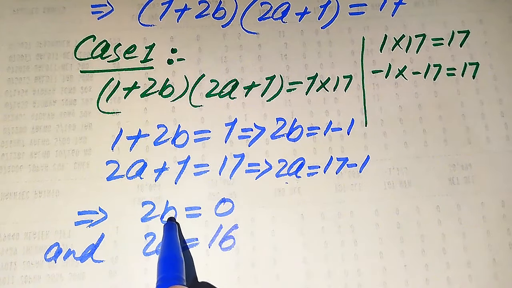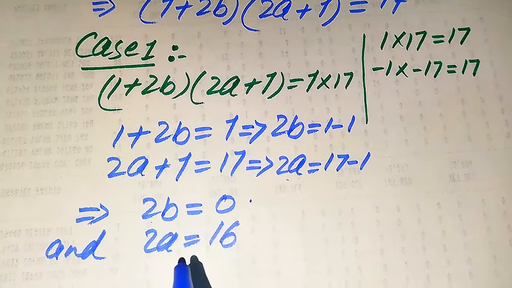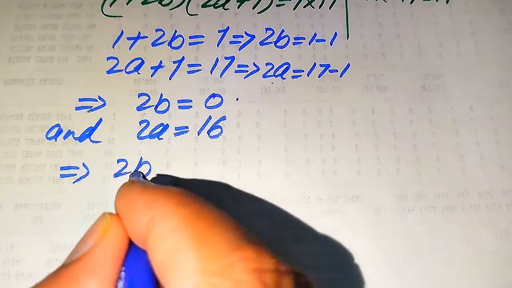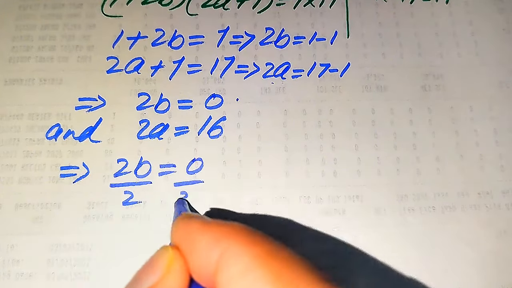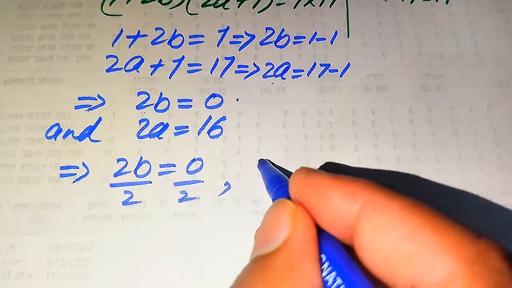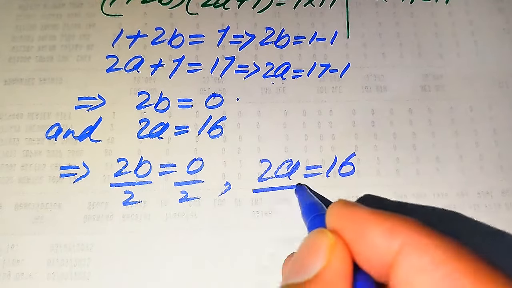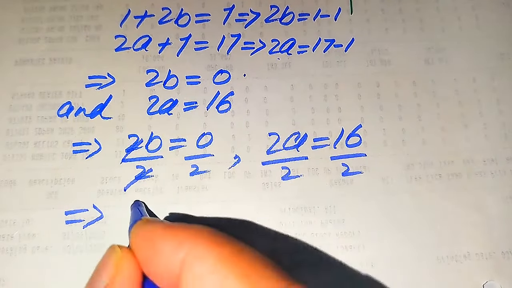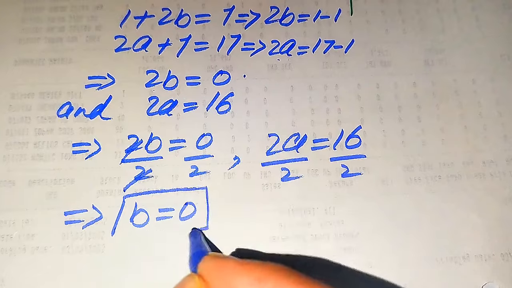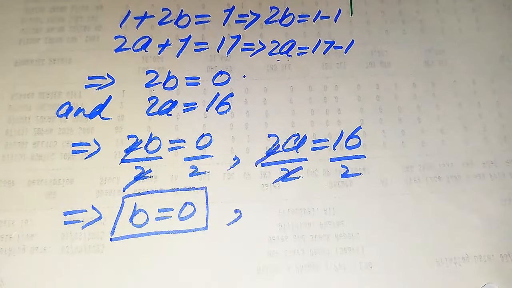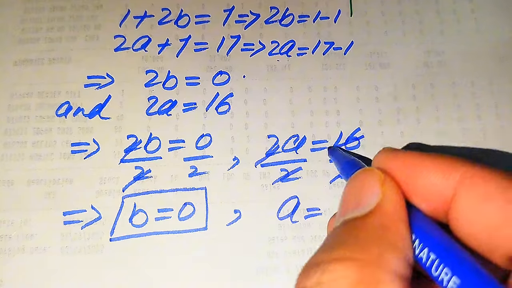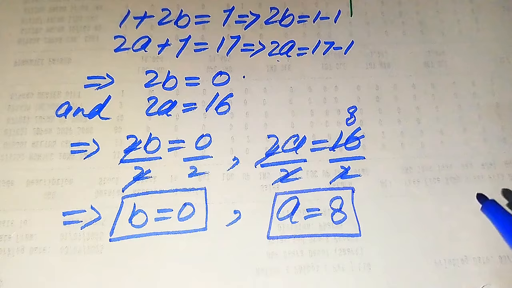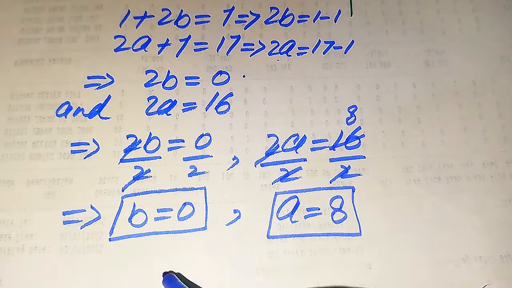So in order to find the values of b, we divide both of the sides by 2. Here we divide this equation by 2, and 2b is equal to 0. Similarly, 2a is equal to 16, and we divide this equation also by 2. So these 2 and 2 are gone, and we get b is equal to 0, and a is equal to 16 divided by 2, which is 8. So from the first case we get the values a is 8 and b is 0.